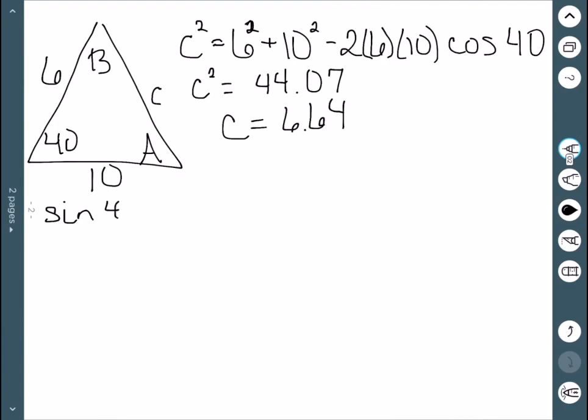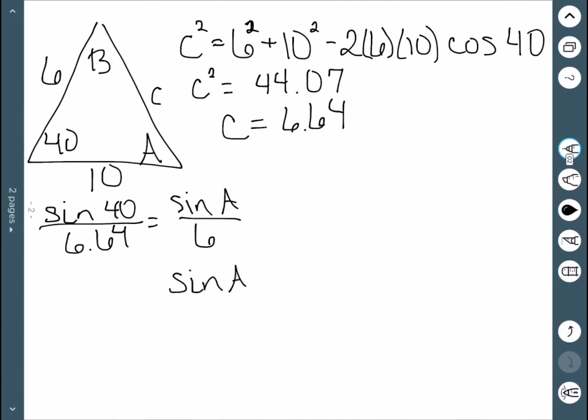I can say that sine of 40 over this side I just found is equal to sine of a over 6. This tells me that sine of a is approximately 0.58. And then we can use our calculator to find the inverse sine of this value, which would give us the fact that a is going to be equal to approximately 35.52.